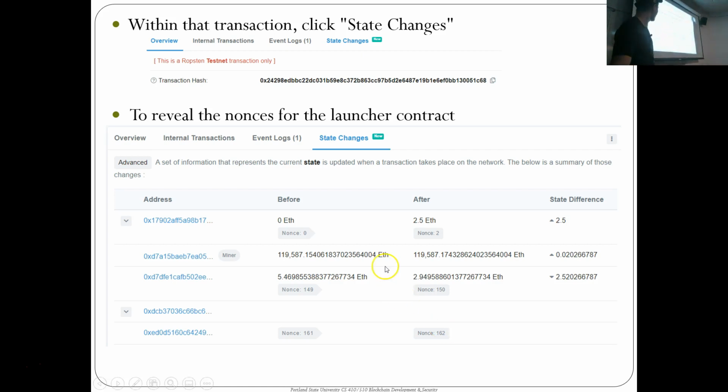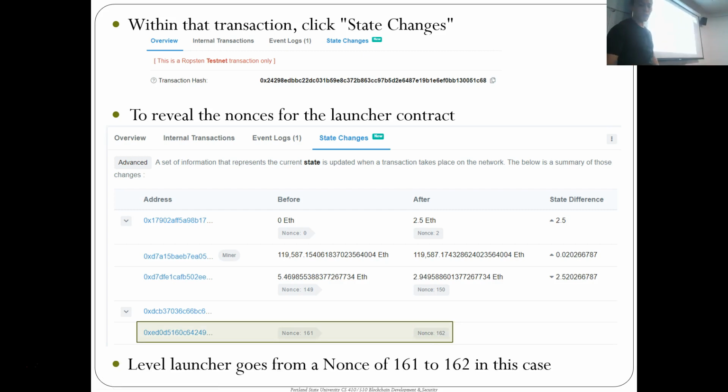So now I have the launcher address. The launcher address is here. The nonce is here. Now I know what the next rainy day level fund for the next person is going to be. Okay.